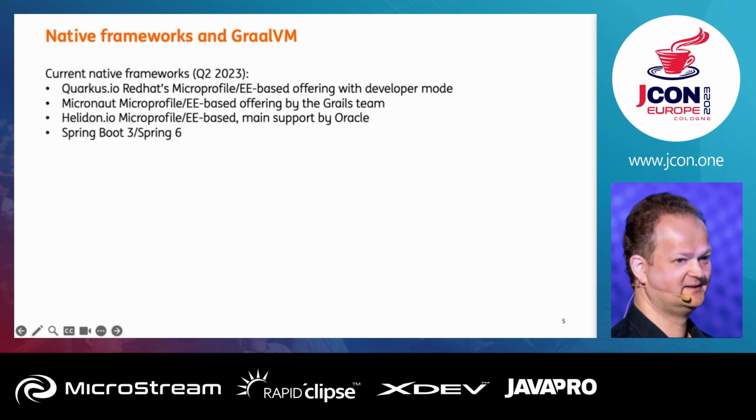So the native frameworks in GraalVM, let's first look at the current native frameworks within the Java landscape and also within the Kotlin landscape. Those are Quarkus, which has been around for quite a while, but even longer we have had Micronaut as a platform. And recently Oracle also started supporting Helidon. And of course, since last year we do have Spring Boot now also offering first-class citizen native support.